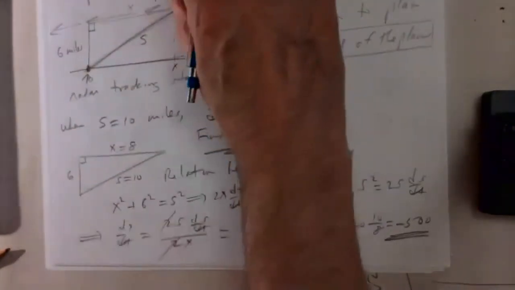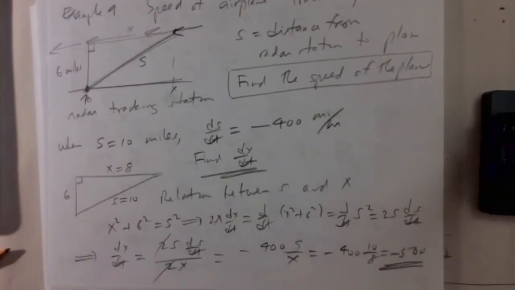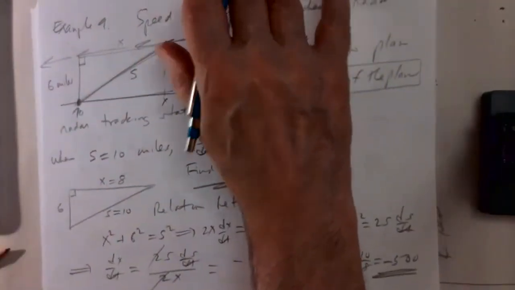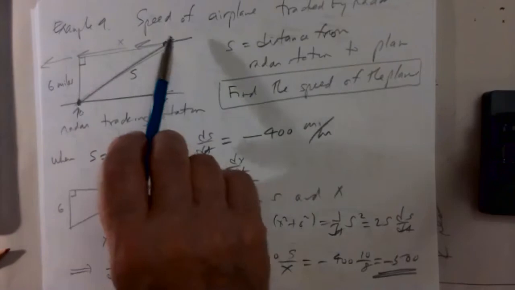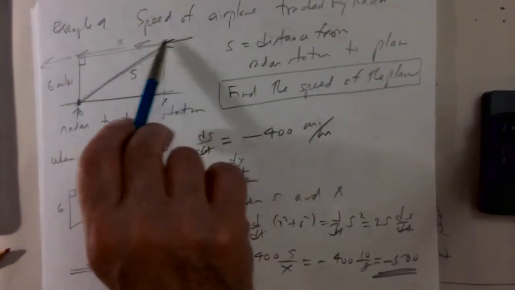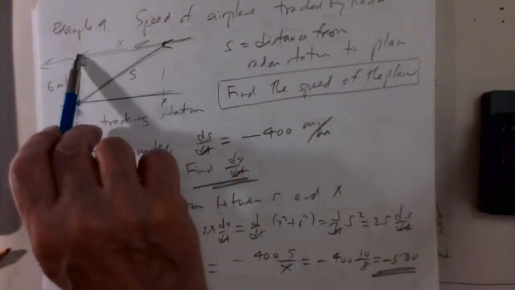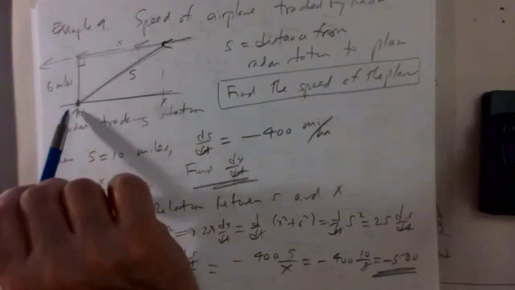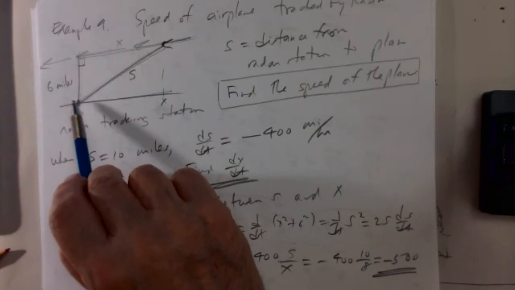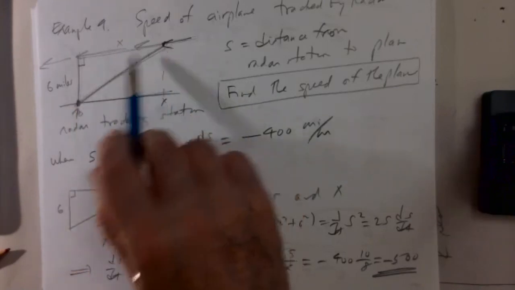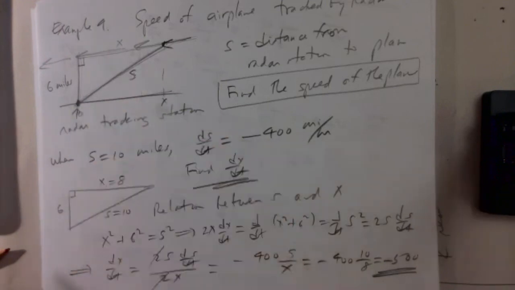So let me go over this problem again, because there's a lot that goes into it. There's a radar station on the ground. There's a plane flying at an altitude of 6 miles above the ground in a straight line on a flight path that's going to take it directly over the radar station. And the radar station can measure the distance from the radar station to the plane. And it can also measure how fast this length s is changing.